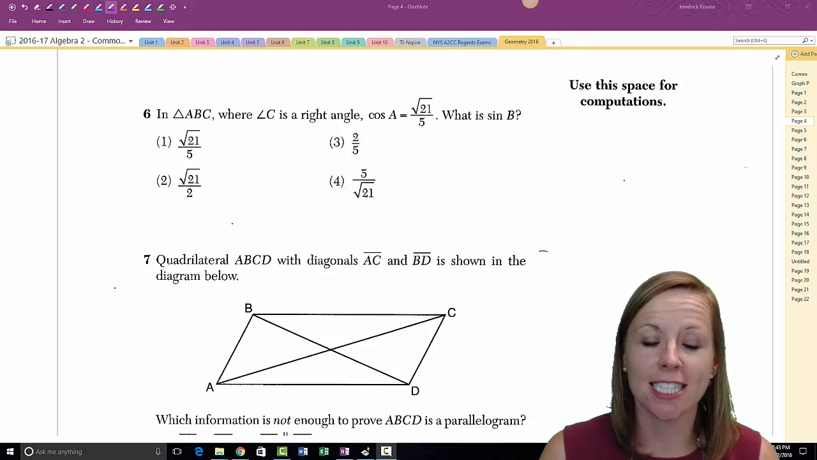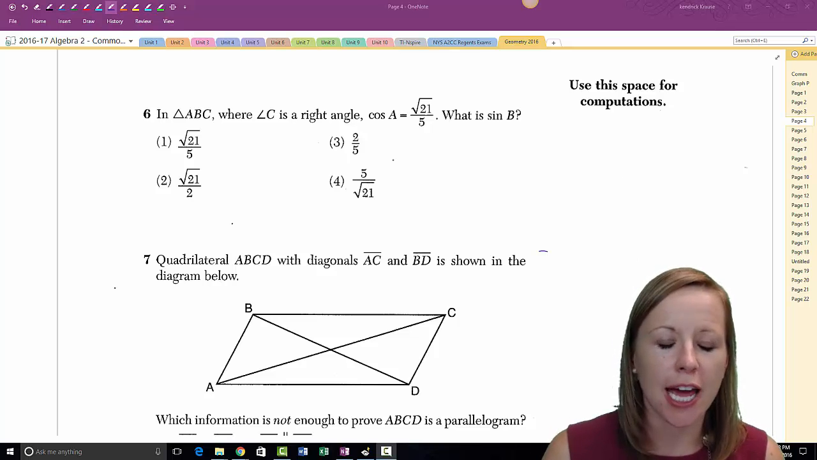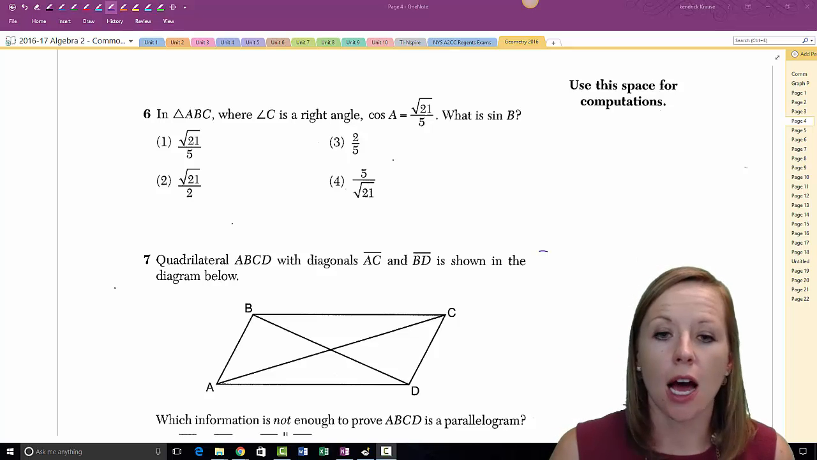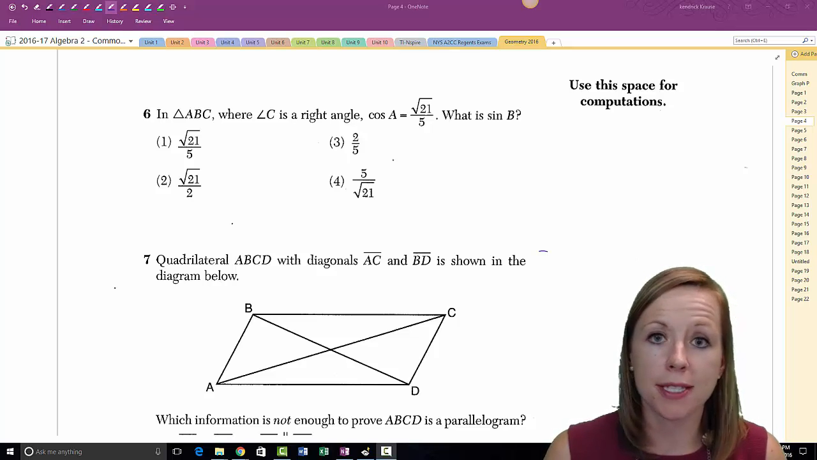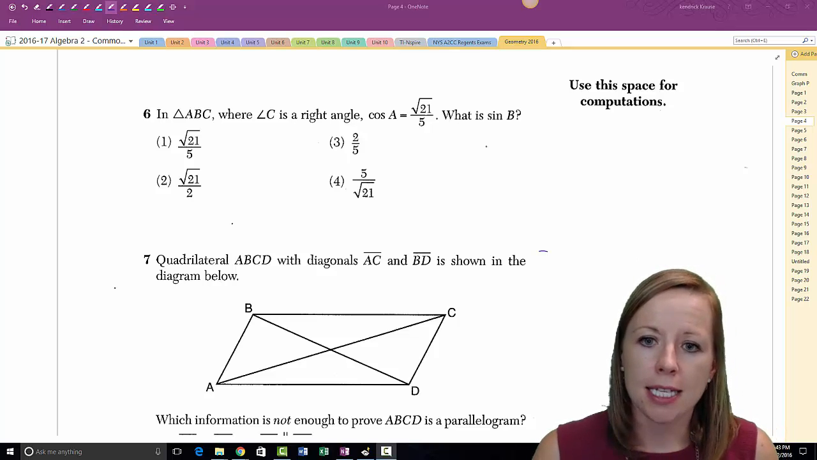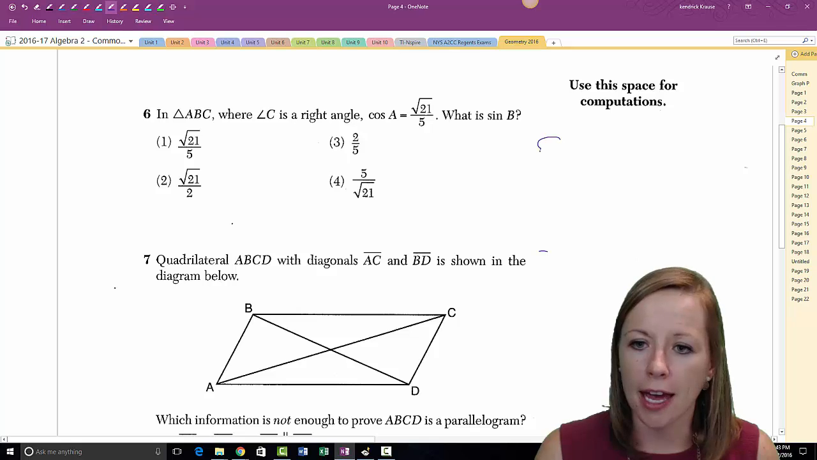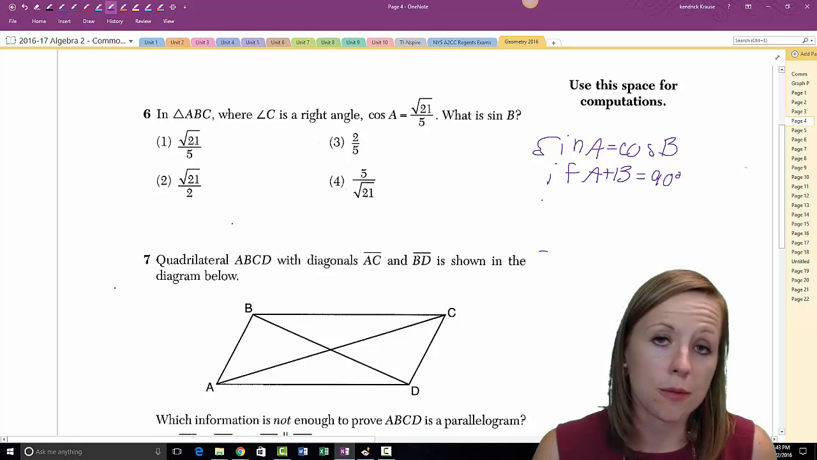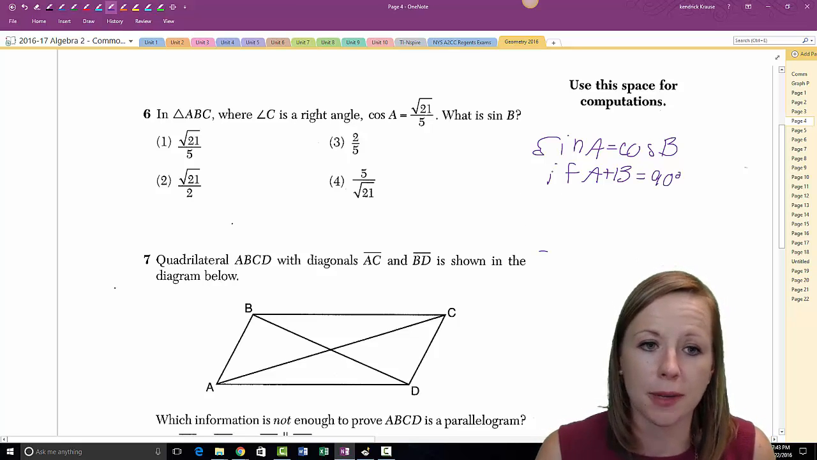So number 6 is actually a really good question. It has to do with the relationship of complementary angles in a triangle, dealing with sine and cosine. So you have to know a fun fact that says that the sine of A is equal to the cosine of B if A plus B equals 90. This is a fact that you should put into your brain for the course of geometry. This is actually really helpful.